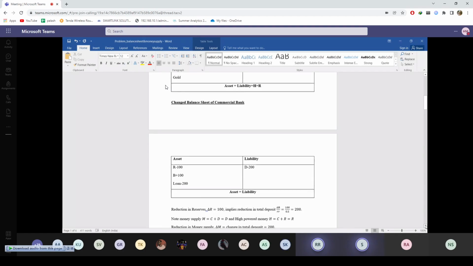R minus 100 and B plus 100, so the 100 cancels out on the asset side. But the liability side has already decreased by 200 units. Asset side has to decrease by 200 units. What is the option? Loan has to decrease by 200 units, right? So this is basically the changed balance sheet of the commercial bank when this open market operation takes place.